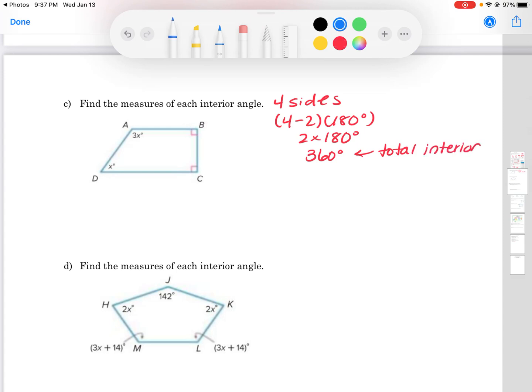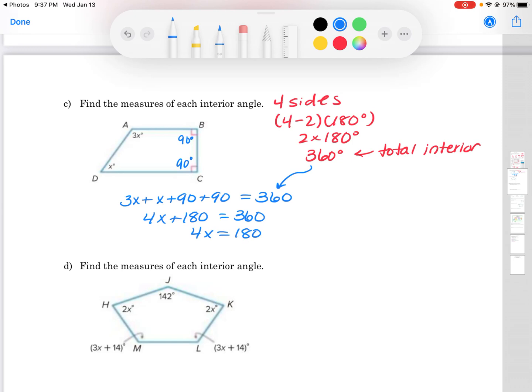Okay. I look at this and I see those boxes in B and C. That means there's 90 degrees there and there. So just like when I'm finding the missing angle in a triangle, I can add up all of my angles. It's just this time I set them to 360. So I have 3x plus 90 plus 90 is going to equal 360 degrees, the total interior sum. Now I can just add these together. So that's 4x plus 180 is equal to 360. Subtract 180. So 4x equals 180. And when I go to divide, x is going to equal 45.